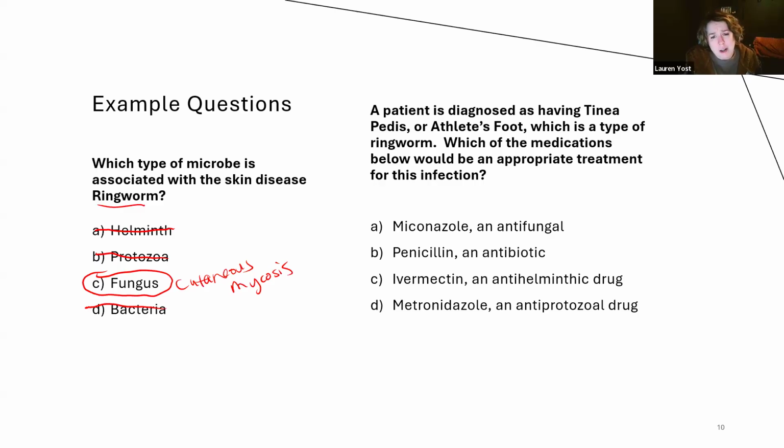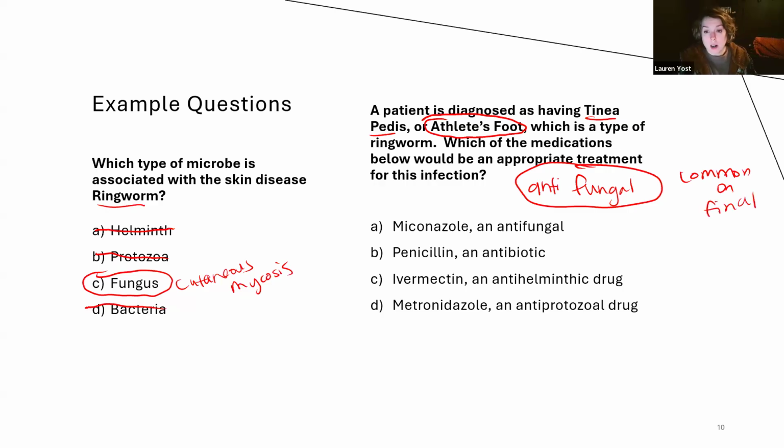A patient is diagnosed as having Tinea pedis, also known as athlete's foot, which is a type of ringworm. Which of the medications below would be an appropriate treatment for this infection? So if we're looking for the cause of ringworm, remember this is a fungal infection. So we are looking for a drug that is an antifungal. This type of question is common on the final.